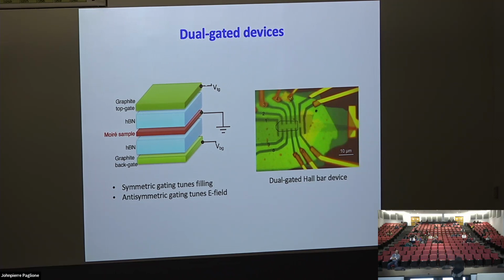So the bottom line is that those two voltages can independently tune both the doping density in the sample and also an out-of-plane electric field. Sometimes you see people call it the displacement field. And those two knobs can change a lot of physical properties, as you will see later in the talk.